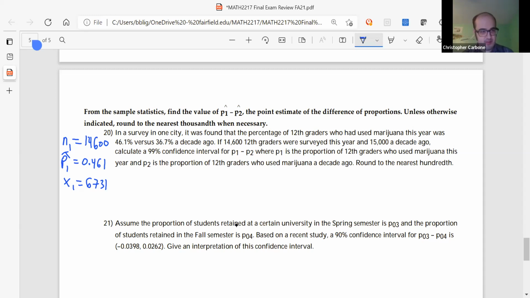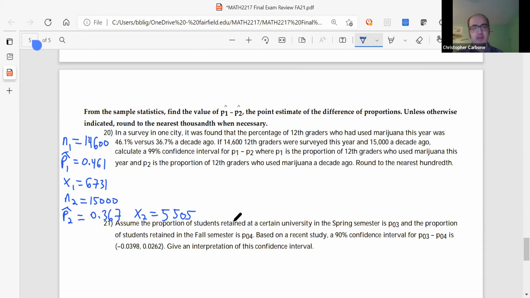And then the same idea with the other one. n2 is 15,000, and p2 hat is 36.7%, so 0.367. And x2 would be 15,000 times 0.367. This one comes out nicely, actually: 5,505.